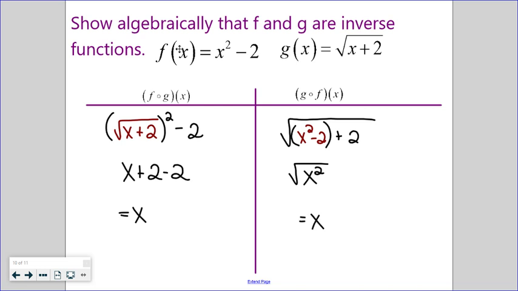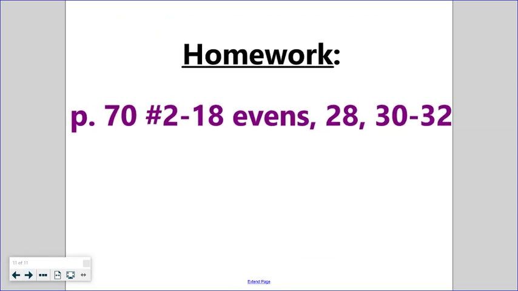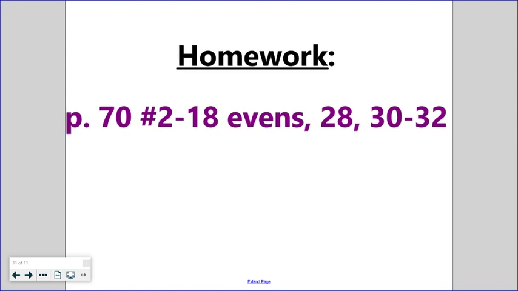I will tell you right now that for whatever reason, this is the one that when we get to our test, people forget. Go back and look at how do I verify that they are inverses. F of g, g of f, they equal x. Your assignment tonight is on page 70, 2 through 18 evens, 28, and 30 through 32.